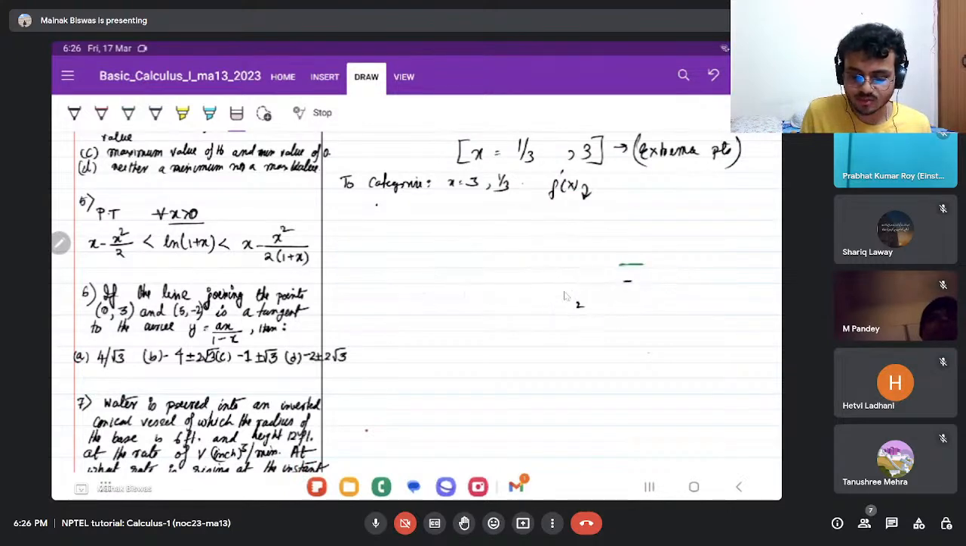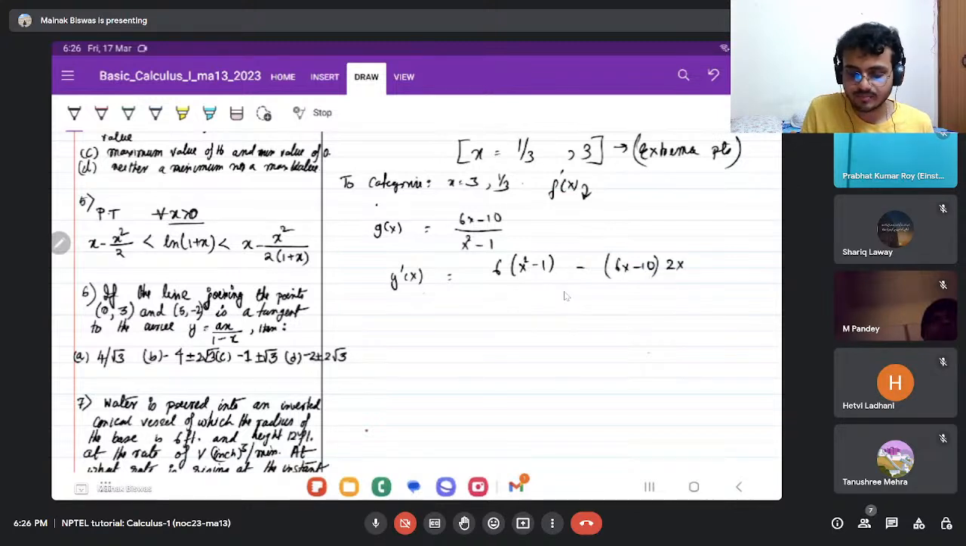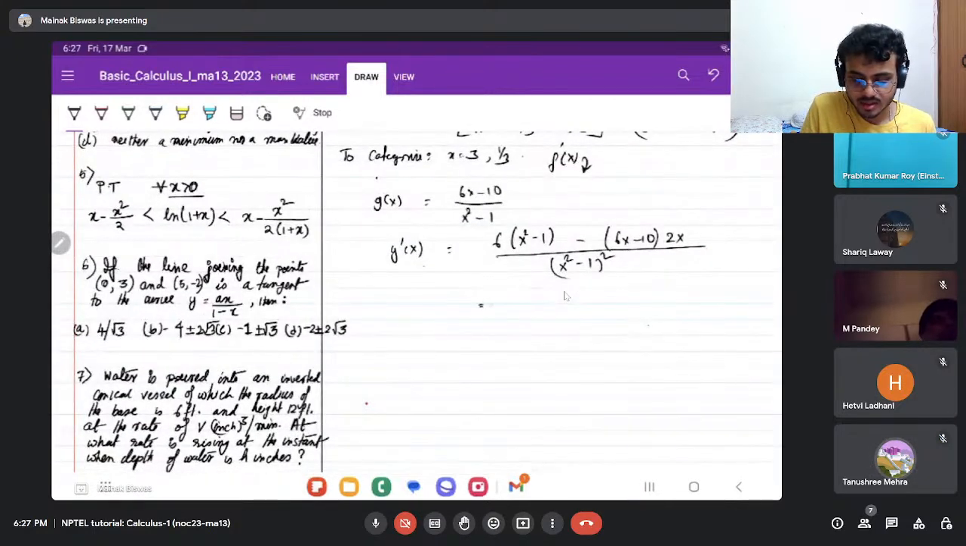Let's just do the first derivative once again, so we'll remember. So g of x was 6x minus 10, right? And divided by x square minus 1, right? So we're trying to do the derivative of this. So what is the derivative? The numerator will be 6 into x square minus 1 minus your 6x minus 10 into 2x, into x square minus 1 squared. This is nothing but 6x square minus this. So minus 6x square minus 20x, or rather plus 20x minus 6, right?